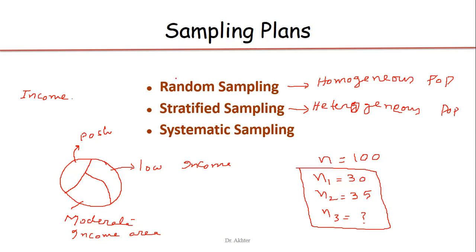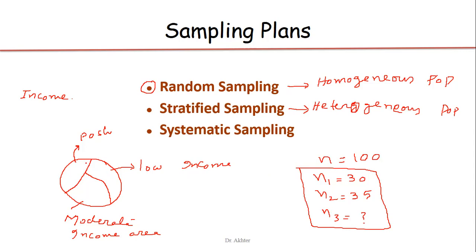Now random sampling technique number one is to be applied on the posh area. Random sampling is to be applied for the moderate income area and low income area. So three selected random samples we have by simple random sampling. So stratified sampling is nothing other than a repetition of simple random sampling on each heterogeneous part of our population. This is called stratified random sampling.